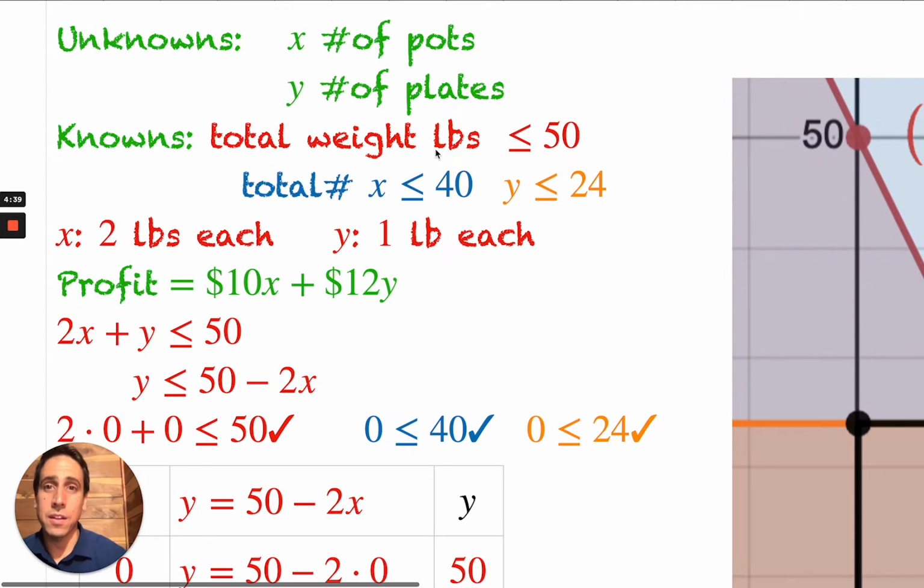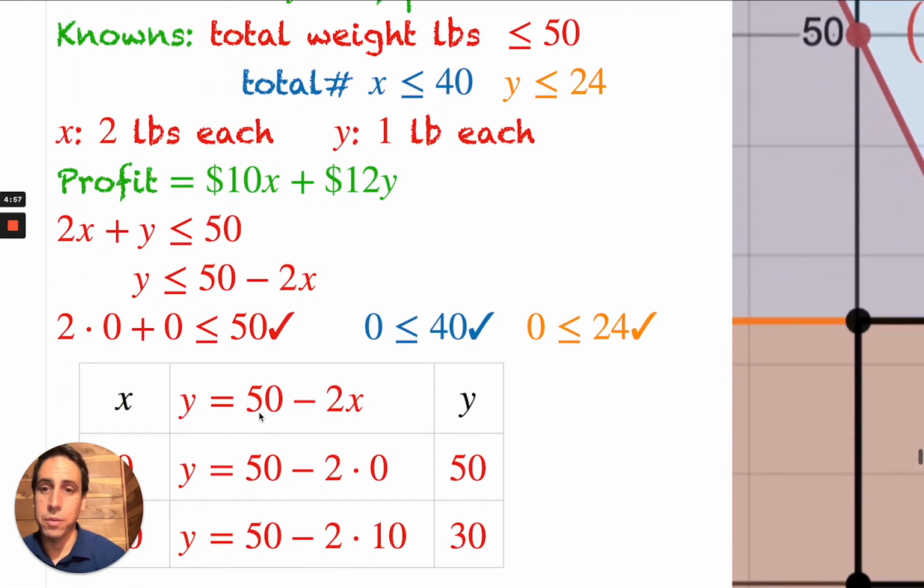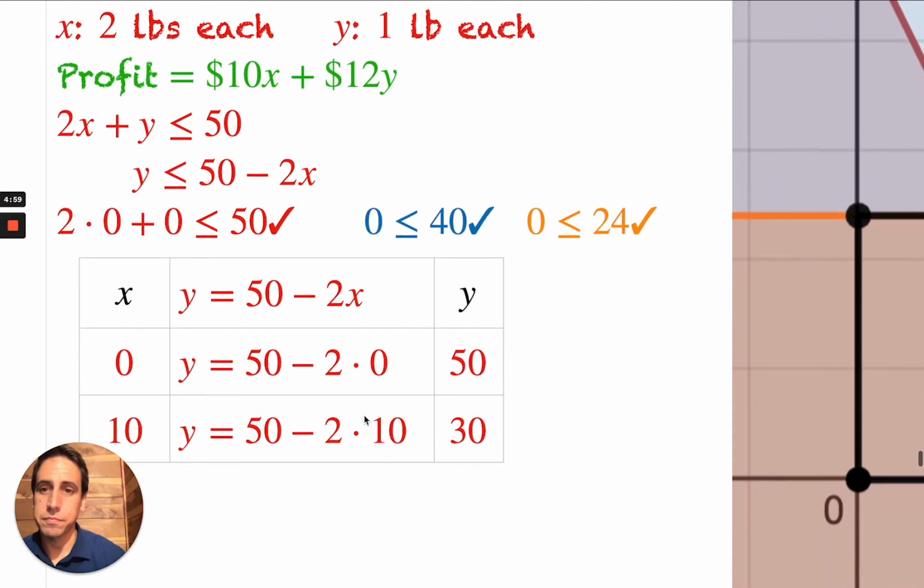Taking this red known, the total weight, we can turn it into an inequality. The red constraint turns into 2x plus y is less than or equal to 50. Good. Now we're going to have to graph that, so I'm going to choose to solve it for y, and you can see I'm graphing y equals 50 minus 2x.